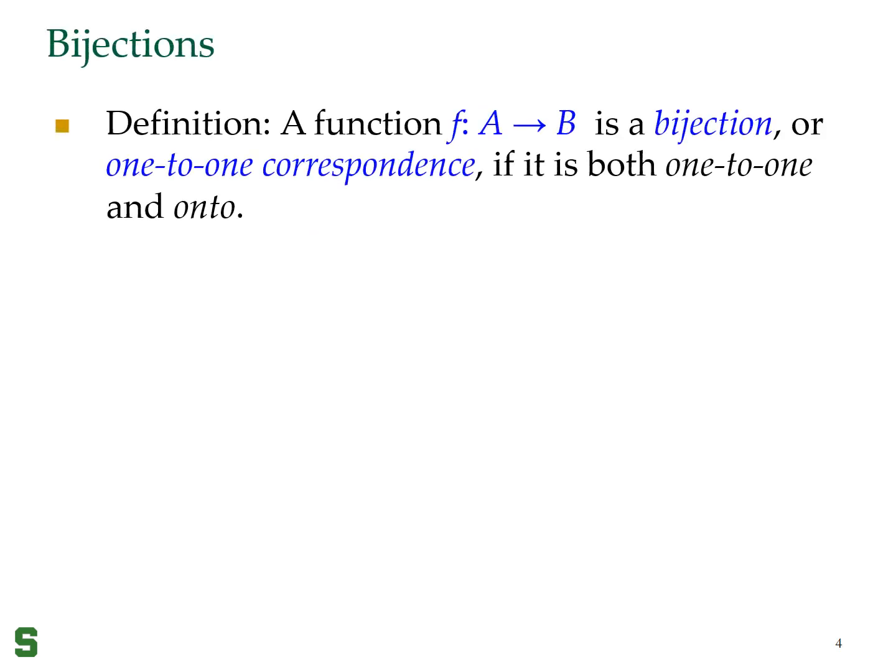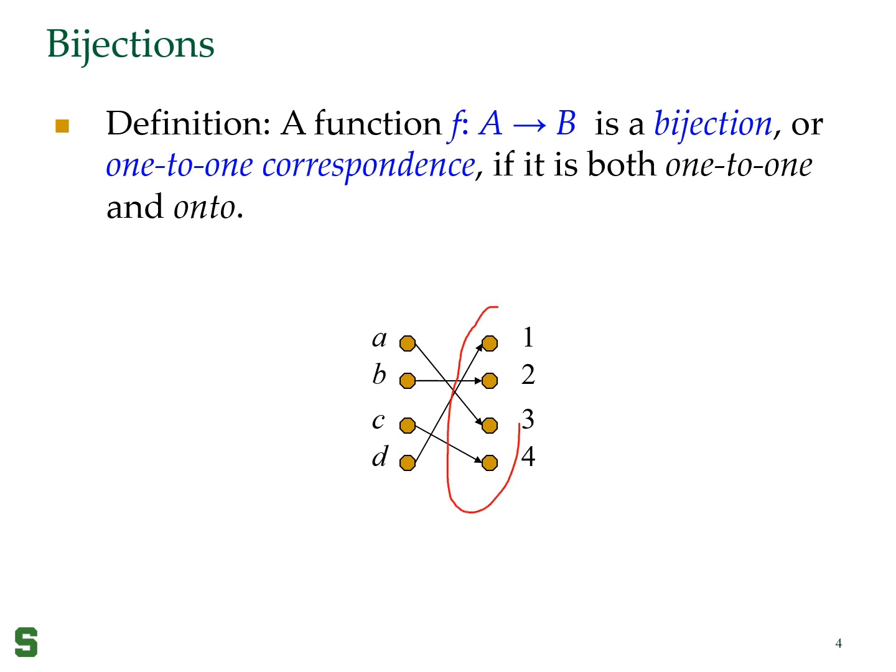A function is a bijection if and only if it's both one-to-one and onto. So here is an example. This function is a bijection because I have exactly one arrow coming in to each of these elements in B. I do not have a situation where some element has nothing coming in, and I do not have a situation where I have more than one arrow coming in to an element of B.